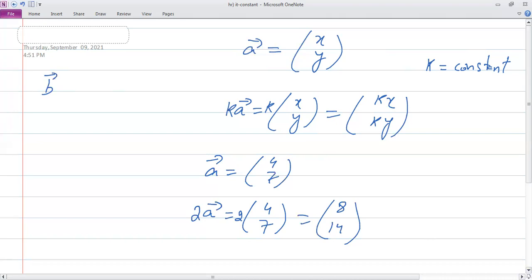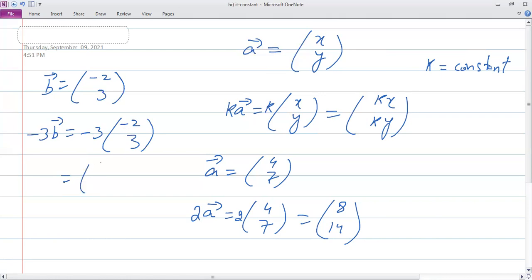Let's say you have a vector b, minus 2, 3, and you are asked to find minus 3b vector. So it means now you will multiply minus 3 with this. So what will this become? Minus 3 times minus 2 will become 6. Minus 3 with 3 will become minus 9. So if you are multiplying with a number, it will multiply with both. This is called multiplication of a vector with a scalar. If this is clear, please let me know.